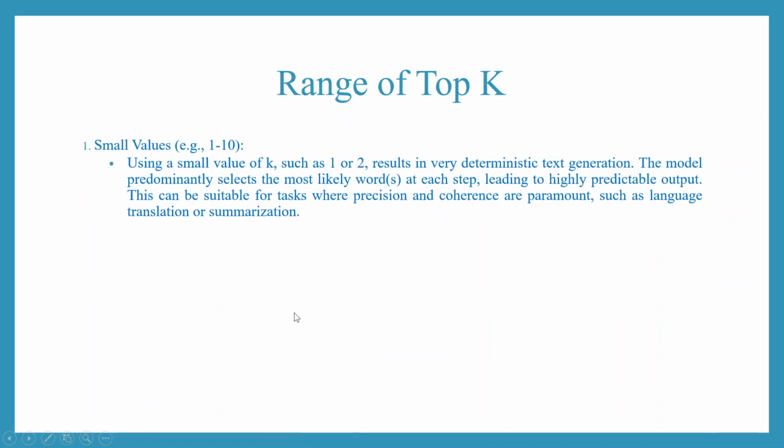Range of top K: small values ranging from 1 to 10. Using a small value of K such as 1 or 2 results in very deterministic text generation. The model predominantly selects the most likely words at each step, leading to a highly predictable output. This can be suitable for tasks where precision and coherence are paramount, such as language translation or summarization.